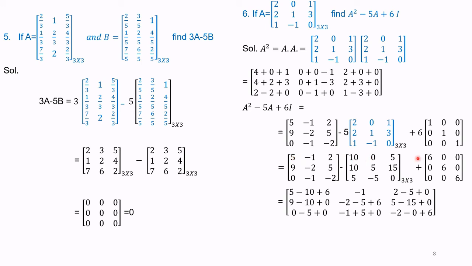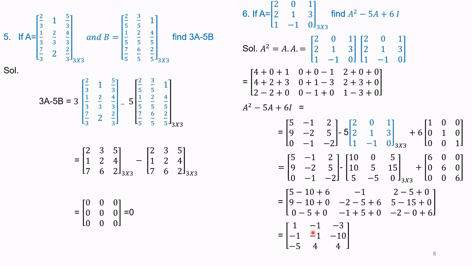5 minus 10 plus 6. It is here. Minus 1, minus 0, and minus 0. Plus 0. That is minus 1. 2 plus 2 minus 5 plus 0. 9 minus 10. Here 10 and 0. Minus 2, minus 5 and plus 6. Then the last element is 5 minus 15 plus 0. 0 minus 5, 0. Minus 1 plus 5 and 0. Then the last element is minus 2, minus 0 and plus 6. These are the elements we will simplify.